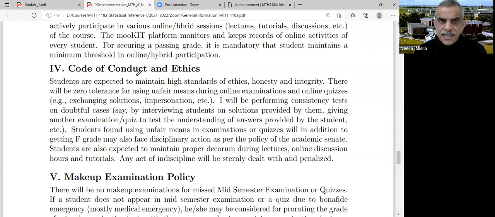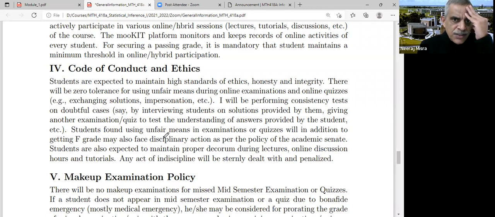So I would expect that you would do all the examinations on your own. You're expected to maintain high standards of ethics in your examinations. I hope that I don't have to do anything extra to check whether the code of conduct was proper or not. However, whenever I have a doubt, I will be performing consistency tests on doubtful cases. Sometimes I feel that certain candidates seem to have indulged in using unfair means. Such students would be separately called, and some consistency tests would be applied on such students just to make sure that no violation of code of conduct has taken place.